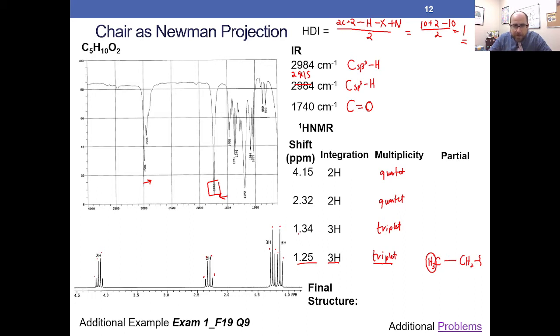The signal that is above this, 1.34, looks very similar, right? I'm going to have, again, an integration of 3. And that's going to be attached to a carbon atom that has 2 hydrogens as well. And so ultimately, we're going to have roughly the same partial structure. Notice that these do have different chemical shifts associated with them, so they're going to be attached to something different on this far right-hand side.